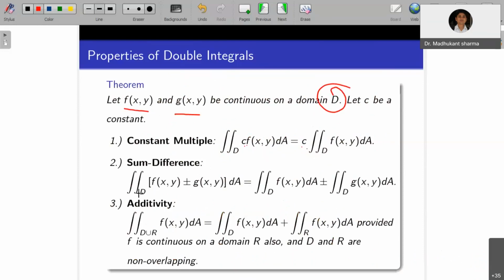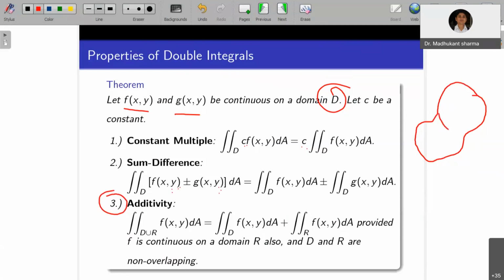Similarly, the double integral performs a linear operation when you have the sum or difference of two functions. If you are integrating over the entire region, you can do individual integrations and then perform the sum or difference respectively. Now, this is the important additivity property. So suppose you have a complicated geometry, and somewhere there is a circular shape and somewhere a conic section.